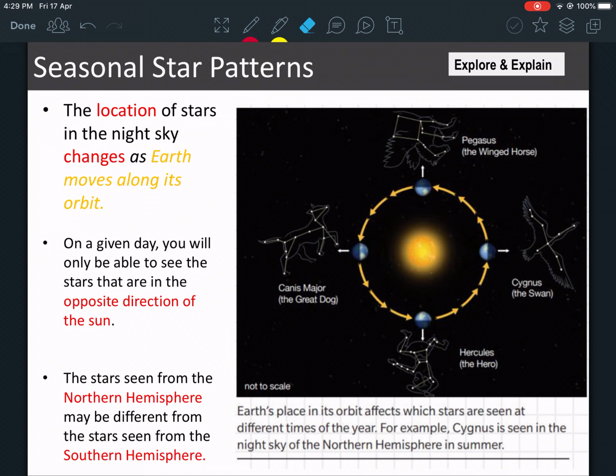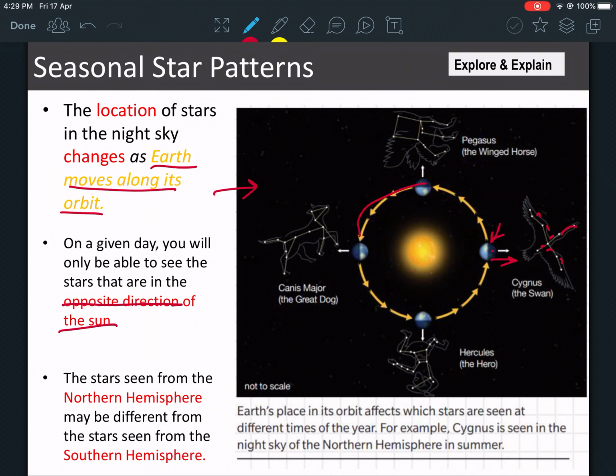The location of the stars in the night sky changes as the Earth moves along the orbit. So we just said that. Let's look here. The Earth moves from here to here to here to here. So when you are here, you might be seeing these stars, if you're in, let's say, this part of the world. You will only see the stars that are in the opposite direction of the sun, because you cannot see whatever's here during the day. You're not able to see them because the sun is too bright. So you always see what's during the night, which is the opposite direction of the sun.